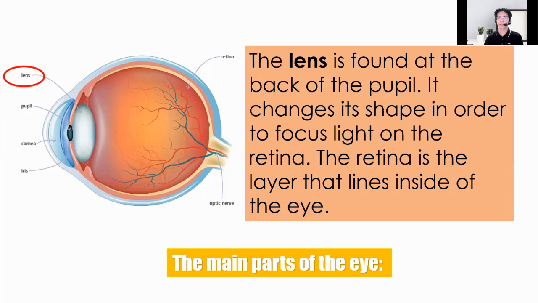The lens. The lens is found at the back of the pupil. It changes its shape in order to focus light on the retina. The retina is the layer that lies inside of the eye.